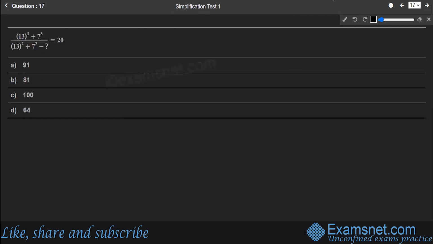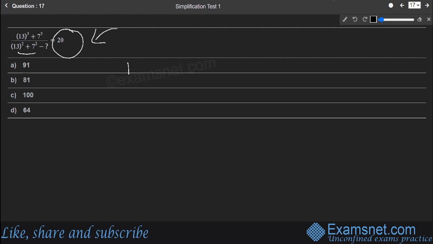Now, there's an expression to be solved in this question: 13 cube plus 7 cube divided by 13 square plus 7 square minus question mark is equal to 20. So obviously we are supposed to solve for the question mark. Rather than just quickly finding the cubes and squares, we can use some trick. See, 13 and 7 are the only set of numbers being used. So we can try to break the right hand side 20 into 13 and 7.